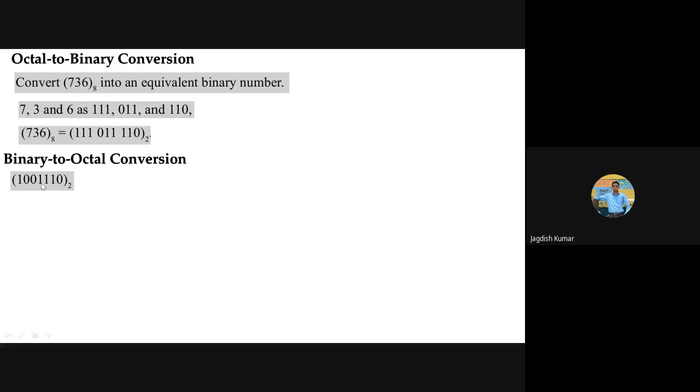Then you get the next triplet, which is 001, which is nothing but 1. So 1, 6. Then you are left with 1. You have to complete the triplet by putting two more zeros to the left-hand side. So this will be 1. So this number will be equal to 116 to the base 2. I hope it is clear and straightforward. Every one of you should now be able to do it.